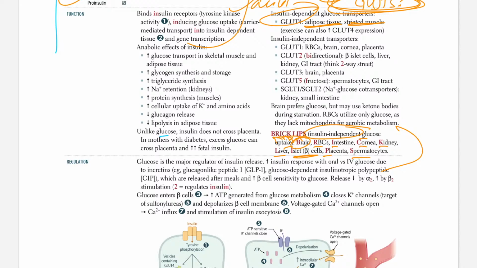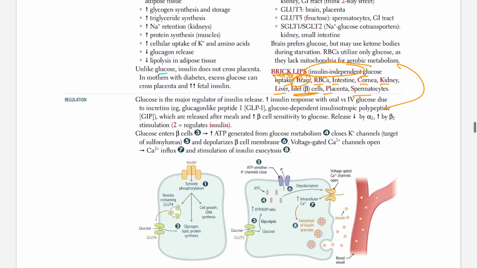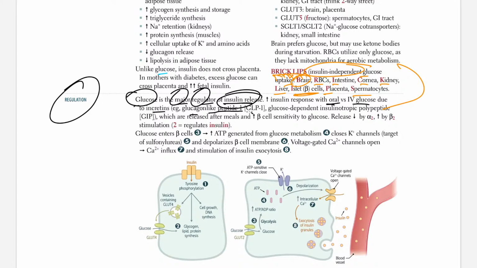Okay, let's talk about the regulation. Now, regulation of insulin: glucose is the major regulator for insulin release. Again, glucose is a major regulator for insulin release. There is an increase in insulin response with oral versus IV glucose due to incretins, for example glucagon-like peptide 1, GLP-1. So they're saying simply that you have an increased insulin response with oral glucose.